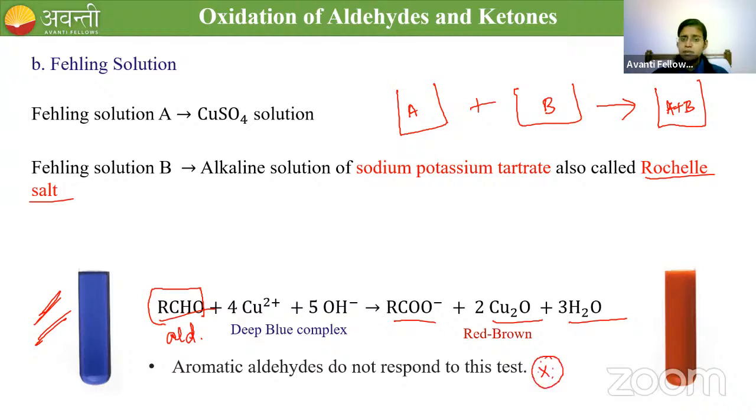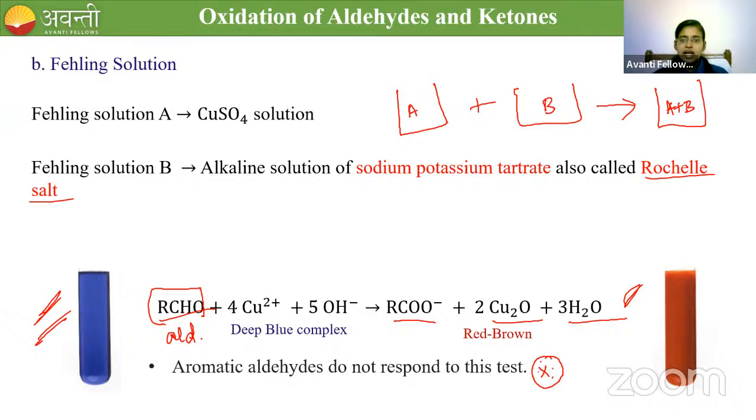You will get statement type or reaction based questions from Tollens test and Fehling's test. Clear? So the color is very important. Try to memorize the color. Yes, I hope everything is clear so far. So oxidation is also getting over here.